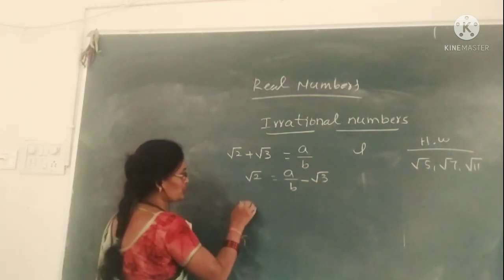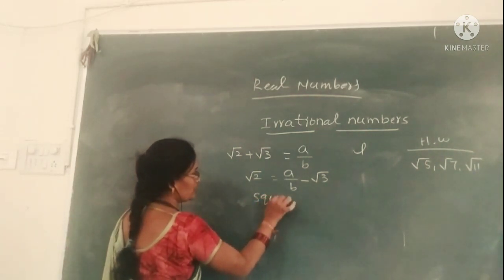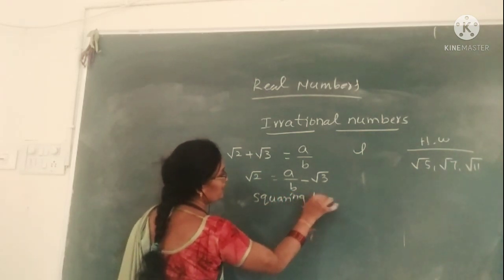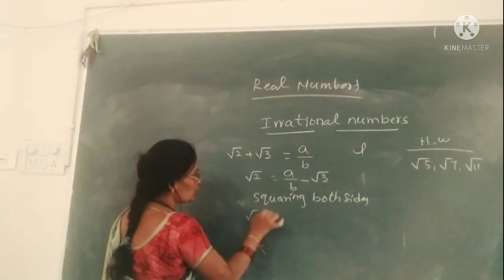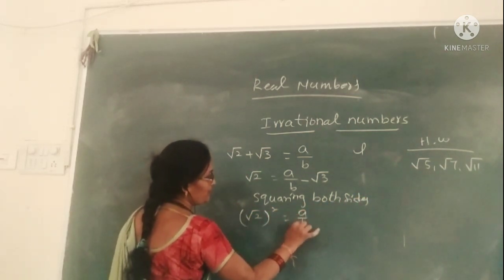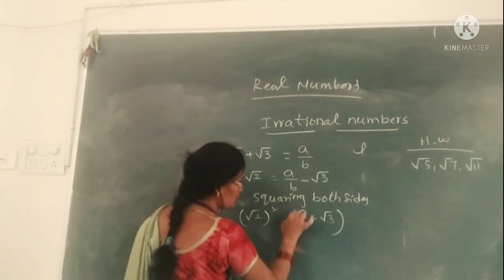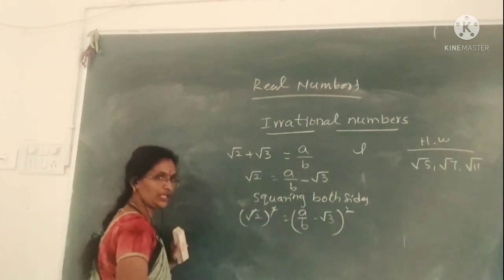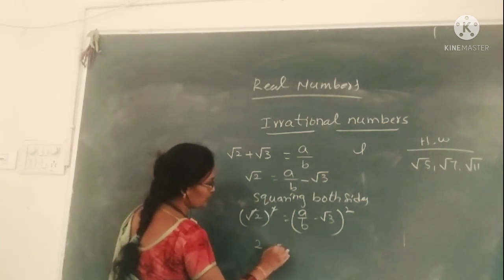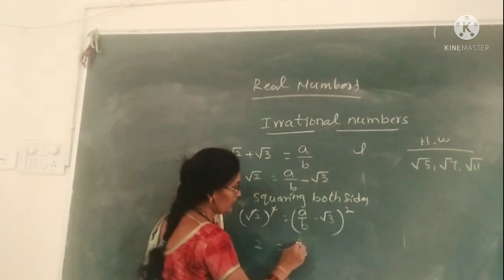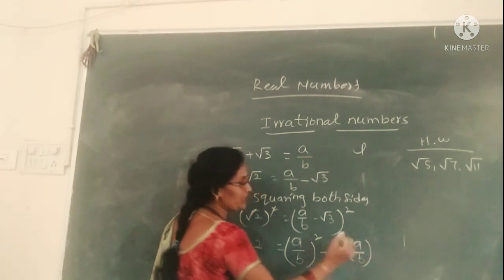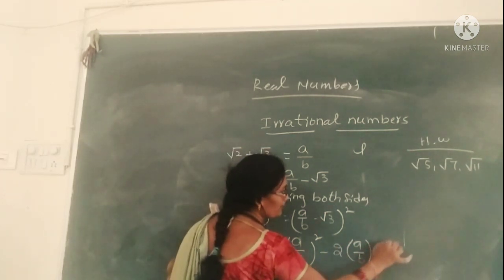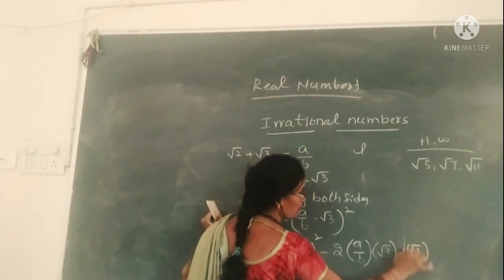Squaring both sides, root 2 whole square is equal to a by b minus root 3 whole square. Then we can use the identity (a minus b) whole square: (a by b) whole square minus 2 into a by b into root 3 plus root 3 whole square.